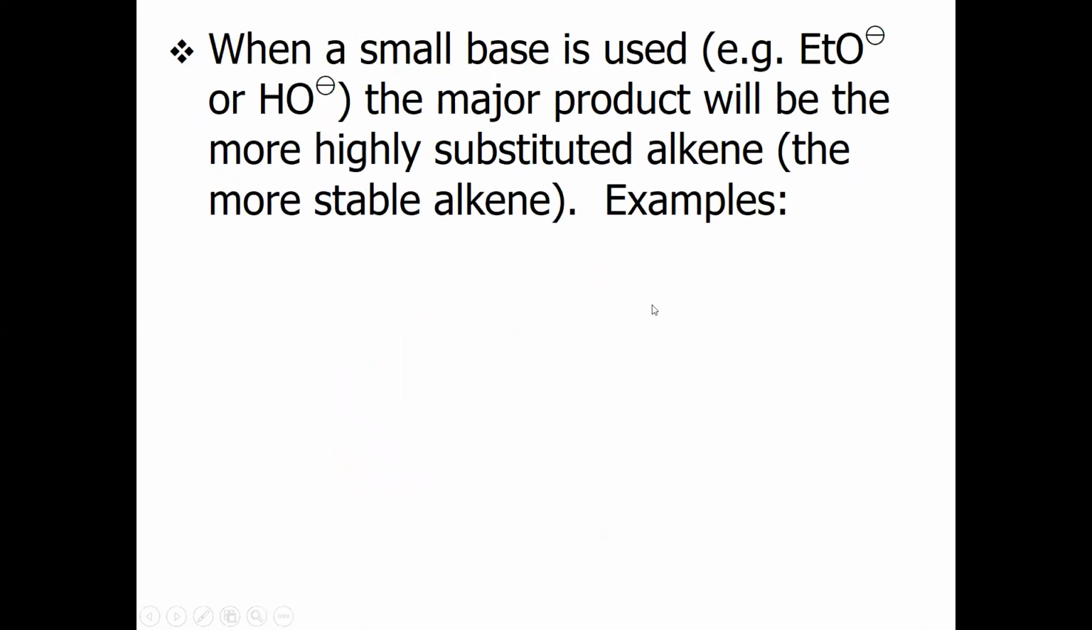Let us see the explanation. When, for example, we have a small base, such as sodium ethoxide or hydroxide, the major product will be the more highly substituted alkene, or we can say this more highly substituted alkene is the more stable.